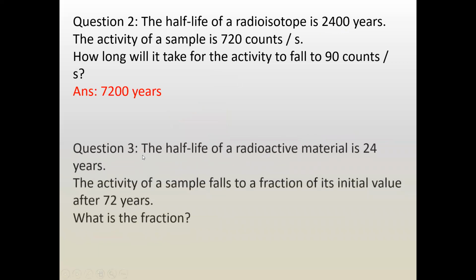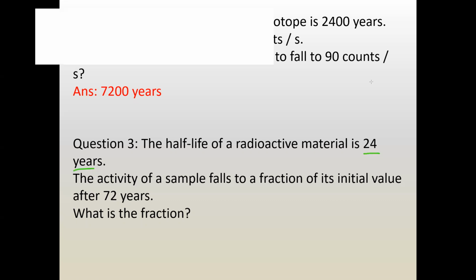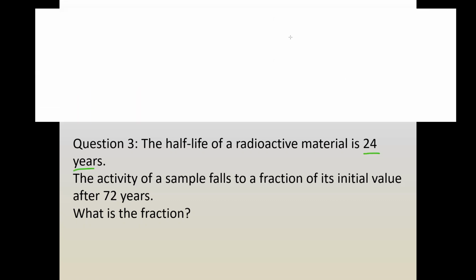Another question. In question 3, the half-life of the radioactive material is 24 years. So we have a radioactive material which has a half-life of 24 years. The activity of a sample falls to a fraction of its initial value after 72 years. So we want to find how much its activity will fall after 72 years. But they did not give us any activity in the beginning, so we can take any letter to represent the activity. For example, if I say the original activity is A.